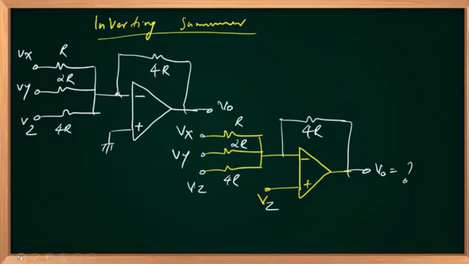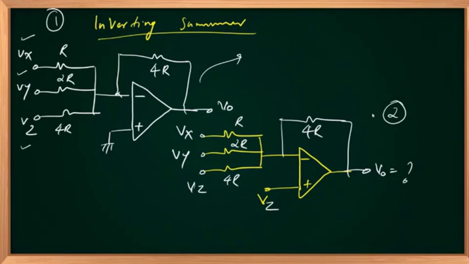Then let us get into our inverting summing amplifier, the inverting summer. You need not memorize any formula for the inverting summer. We will derive it. We will write out the equation based on inputs Vx, Vy, and Vz. Case number 1 and case number 2.